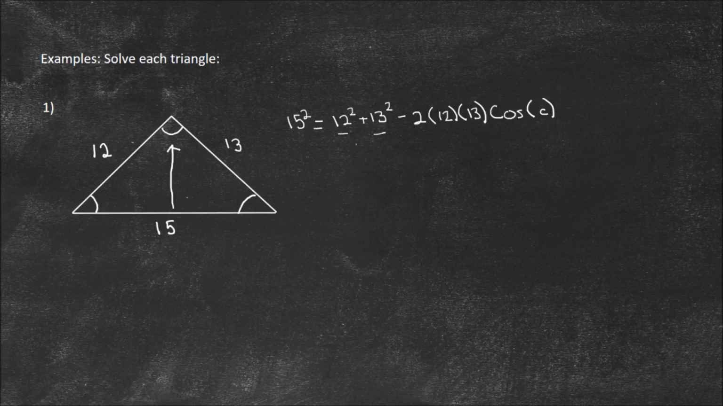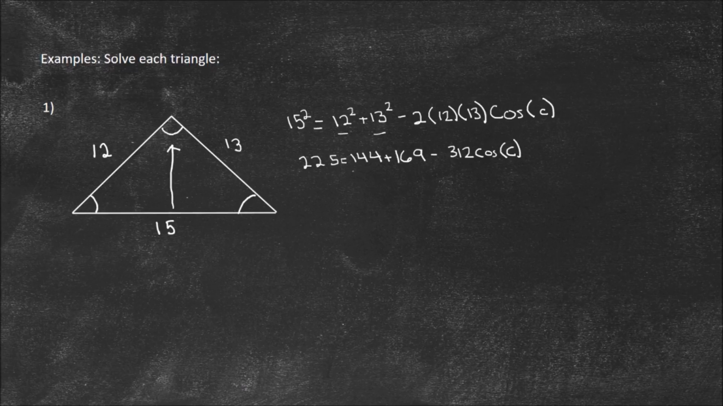And now I'm going to somehow solve this. So 15 squared, that's 225, equals 144, 12 squared, plus 169, 13 squared, minus, let me do this really quick in a calculator, 24 times 13, minus 312 cosine of C still. So I still need to figure out what C is.